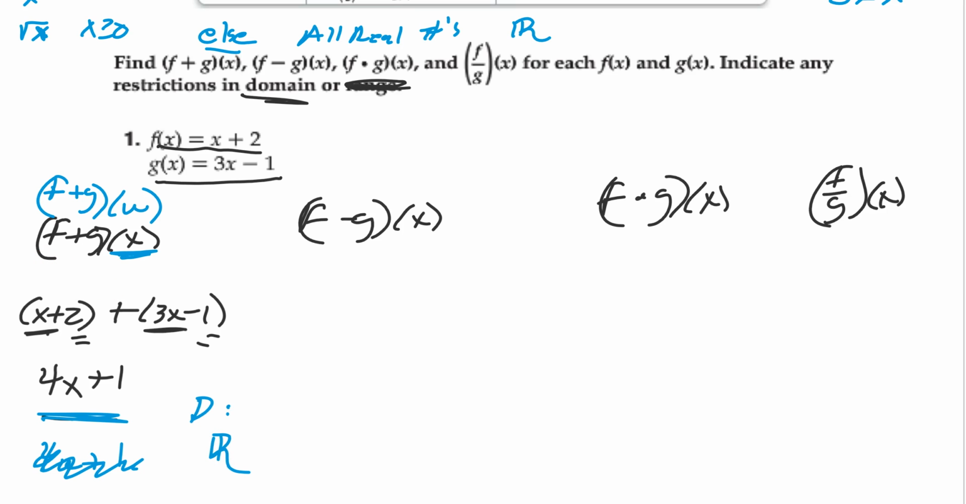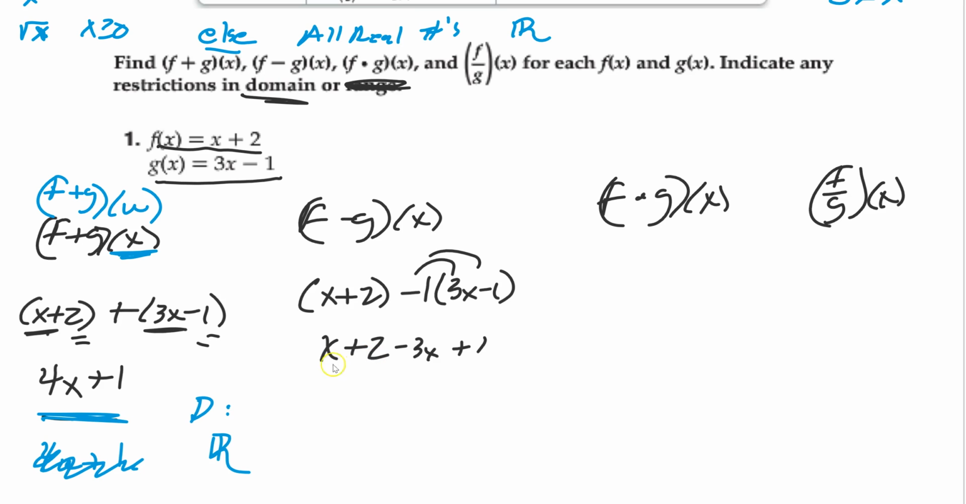Next one, f minus g of x. Again, that just means what variable we're using. So in this case, we're going to do f minus g of x. And this one, you've got to watch out for the parentheses because it's like a negative one, you've got to distribute. So you get x plus 2 minus 3x plus 1, negative 1 times negative 1. Add like terms. Add it correctly, almost messed up there. Negative 2x plus 3. And my domain, again, no fraction, no square root, real numbers.